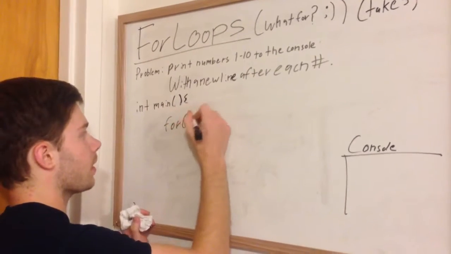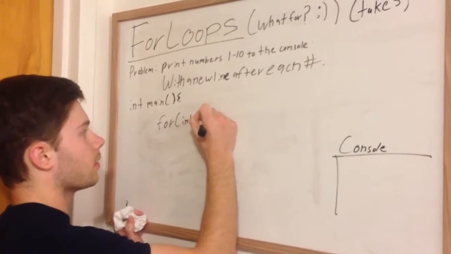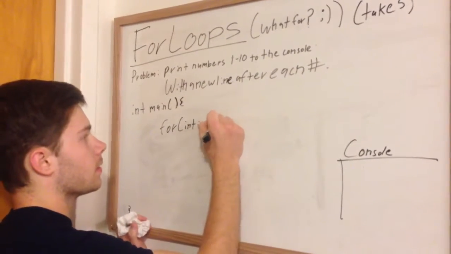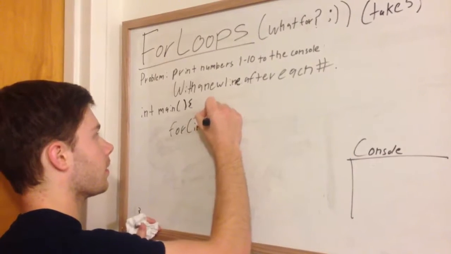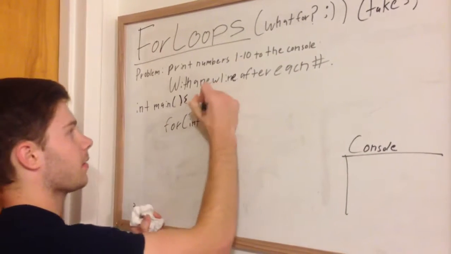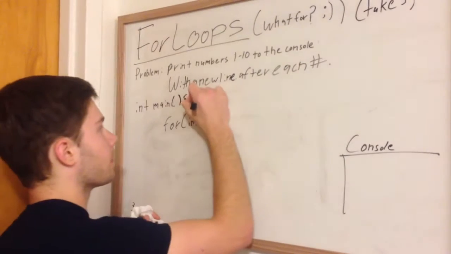So we would approach this problem by declaring this for loop. So there's 3 sections to a for loop. The first part, this part, is the declaration. So this is where you declare your indexing variable.